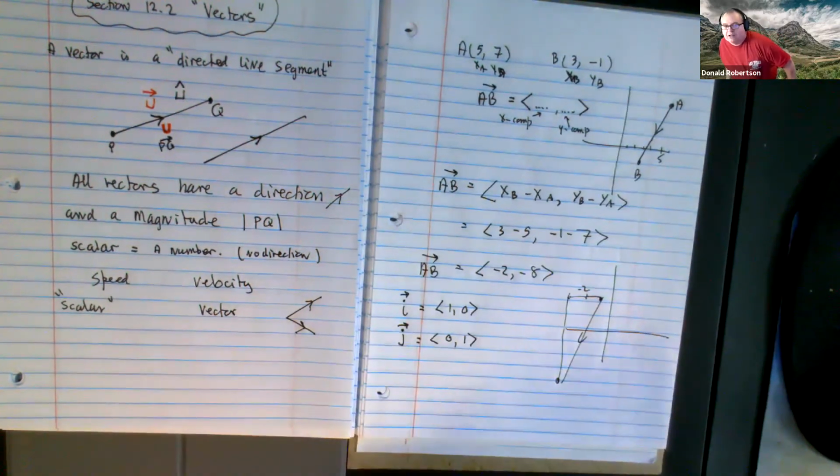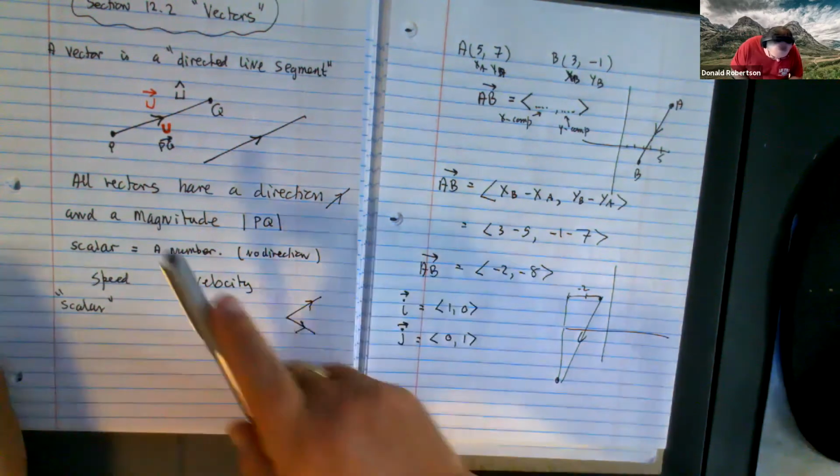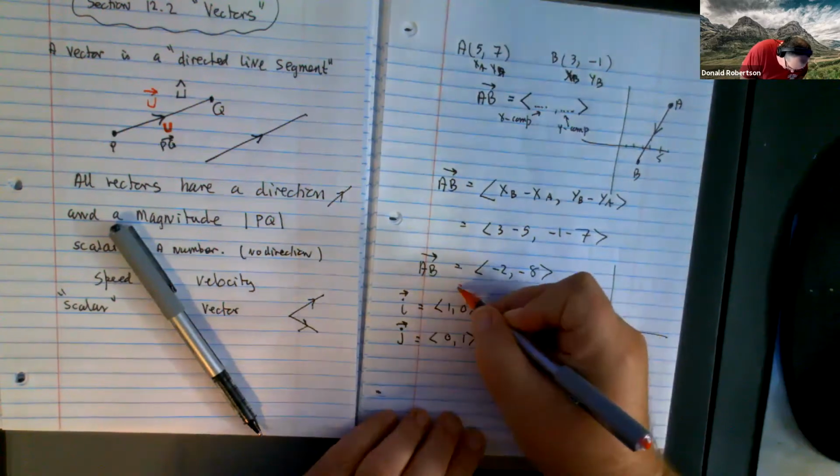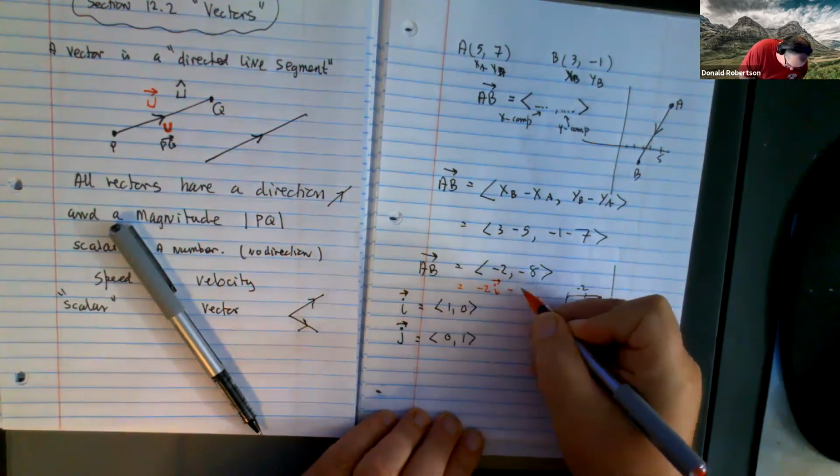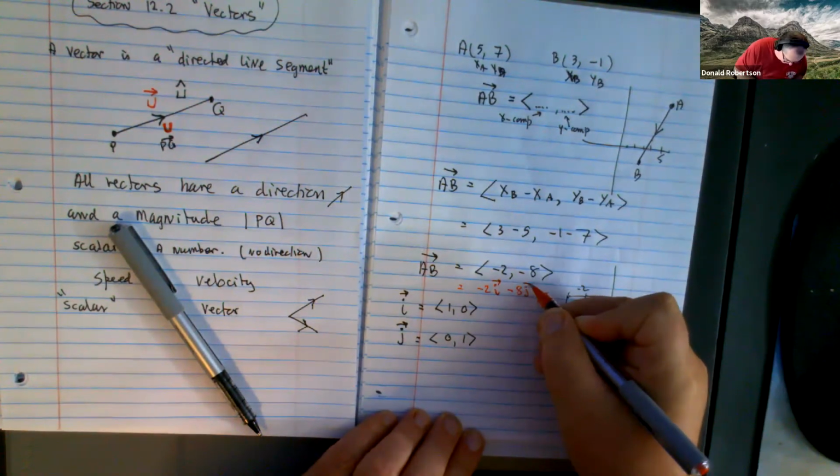And they're called i and j. The vector i is 1 in the x direction, and the vector j is 1 in the y direction. So this vector up here can also be written as -2i minus 8j.